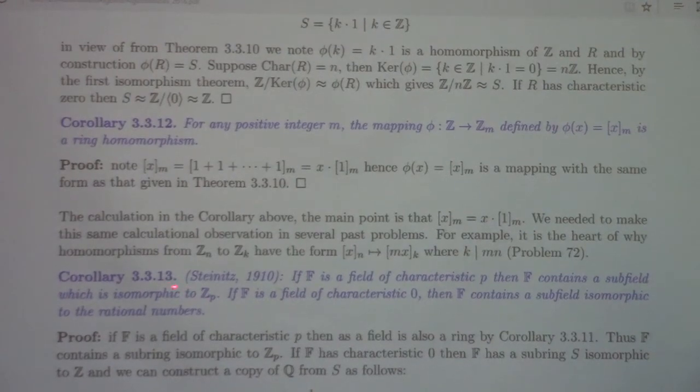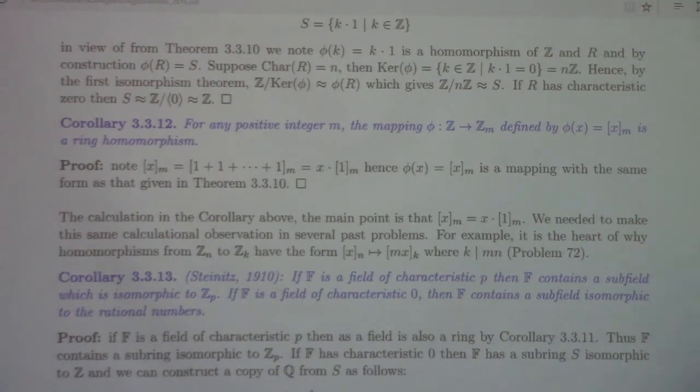Corollary 3.3.13, Steinitz? I don't know. Steinitz? Okay, 1910. If F is a field of characteristic p, then F contains a subfield which is isomorphic to Z mod p. If F is a field of characteristic 0, then F contains a subfield isomorphic to the rational numbers. Now this is something, right?